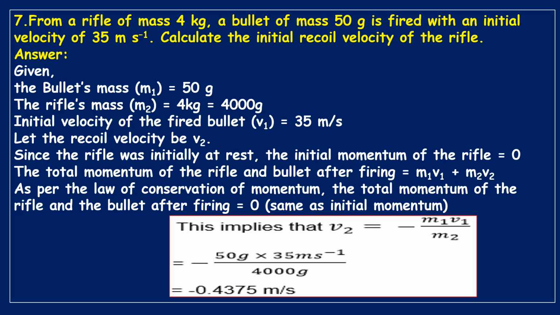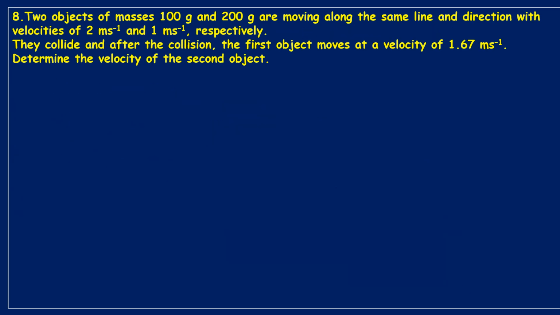Clear? Right, we'll move to the next question. Two objects of masses 100 grams and 200 grams are moving along the same line and in the same direction with velocities 2 meters per second and 1 meter per second respectively.